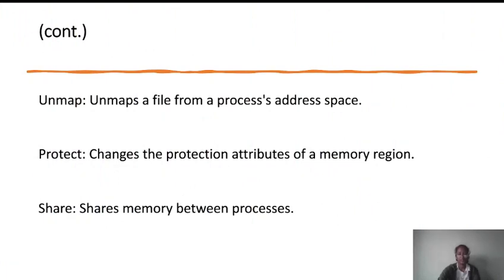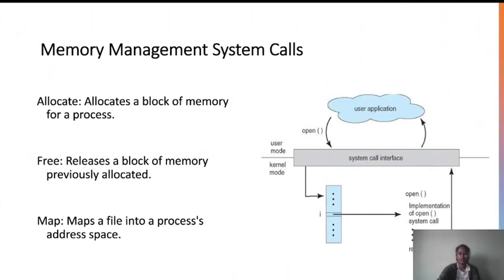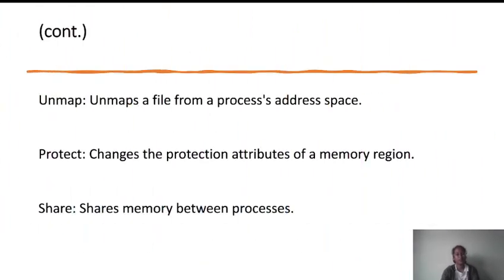Unmap, protect, and share. This is a continuation of memory management system calls. Unmap unmaps a file from a process's address space. Protect changes the protection attributes of a memory region. Share shares memory between processes.